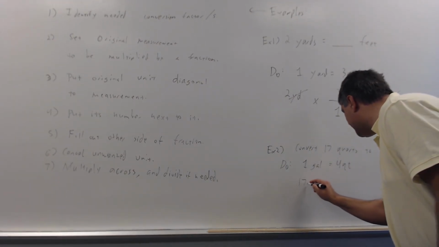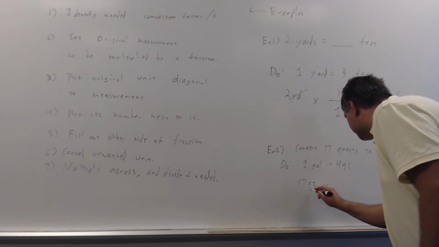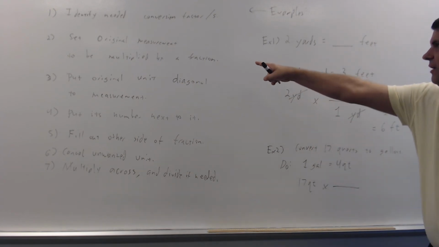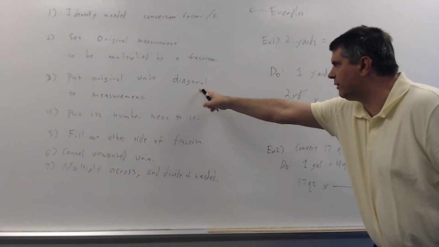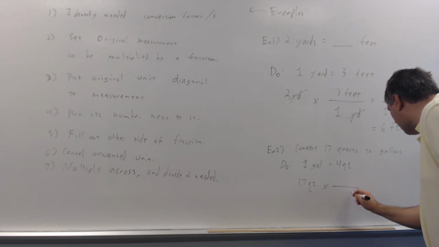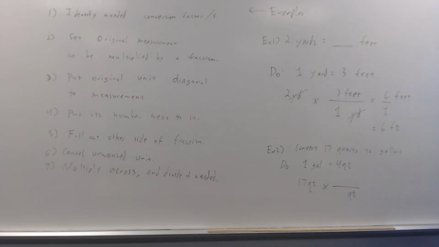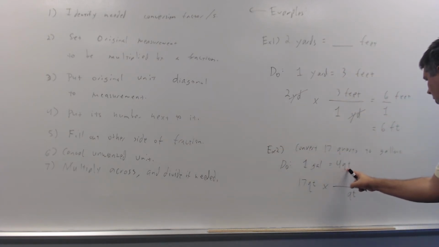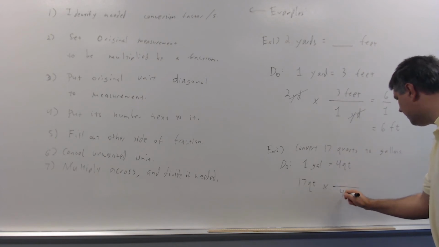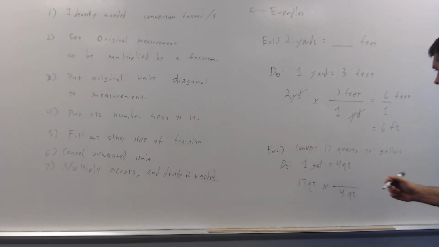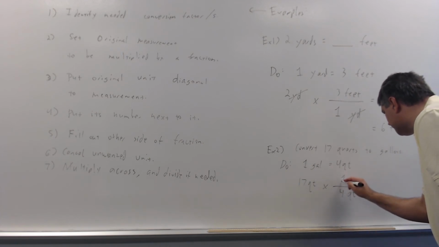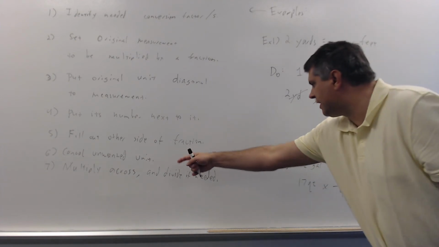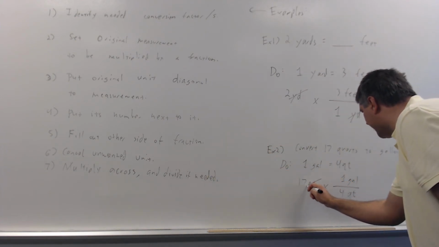Okay, so 17 quarts times. Set it up to be multiplied by a fraction. Put the original unit diagonal to the measurement. So here's the quart that I want to get rid of. Put its number next to it. QT, here's the quarts, its number is 4. Fill out the other side of the fraction, so this will be 1 gallon. Cancel the unwanted unit under the principles of fraction multiplication.